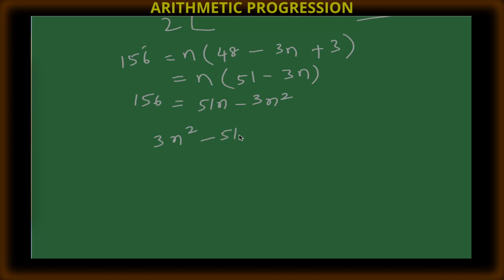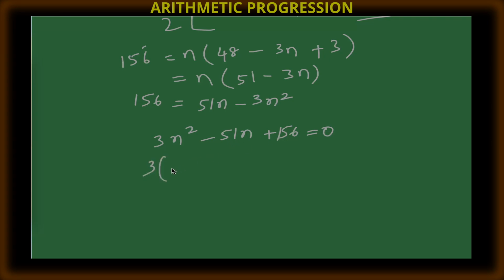minus 51n plus 156 is equal to 0. So by this, can you identify what exactly is happening? Okay, so can you see the common term in this? 3, yes, it can go, yes, we can say.